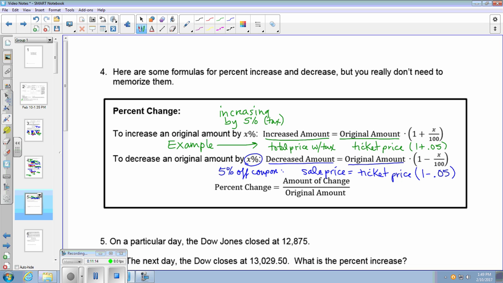And then this third one we haven't yet done, but if we want to talk about percent change, we're going to need to know how much it changed by, so what's the amount of the change, and we have to know the original amount. So think of original as where it started. And we'll get some examples of that below.